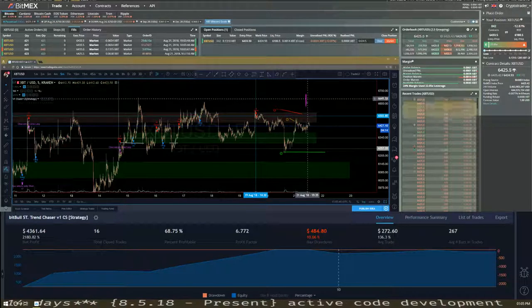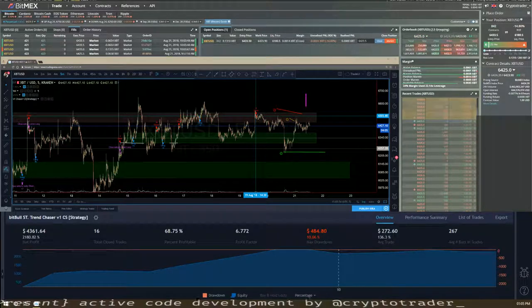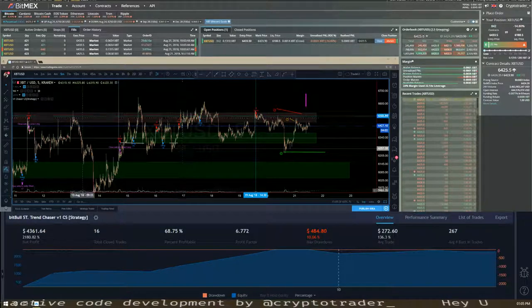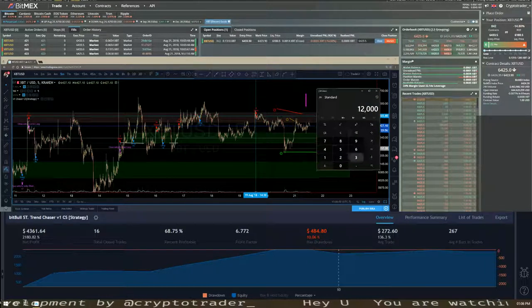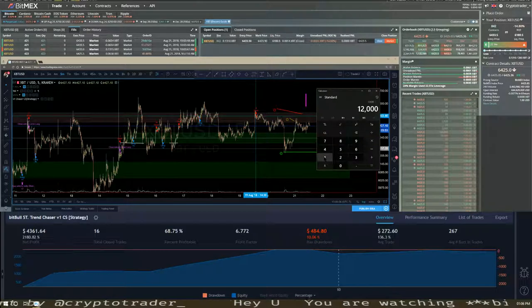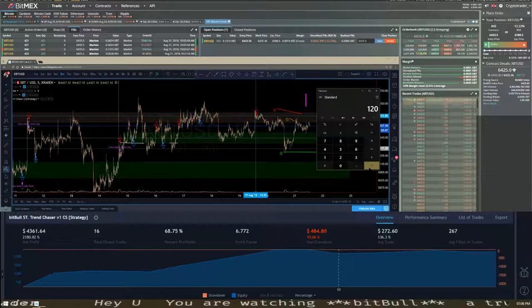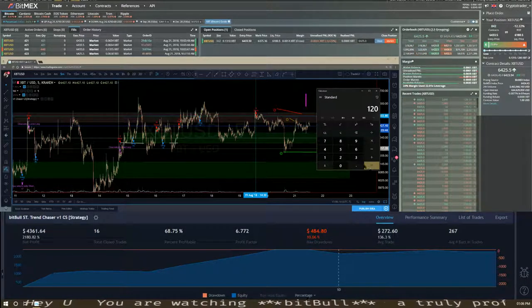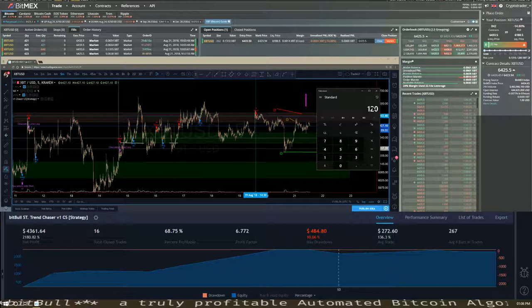Out of this $100 right here, how much should we peel off if it goes again? Come here, calculator. All right, look. Divide this by 100. 12,000, two bitcoins by $100. $120, okay? Every dollar move, we've got to peel off $120. Okay? Get it? Got it? Good.